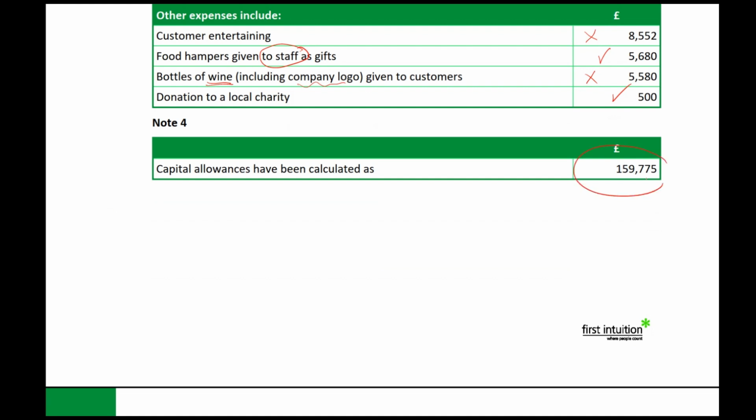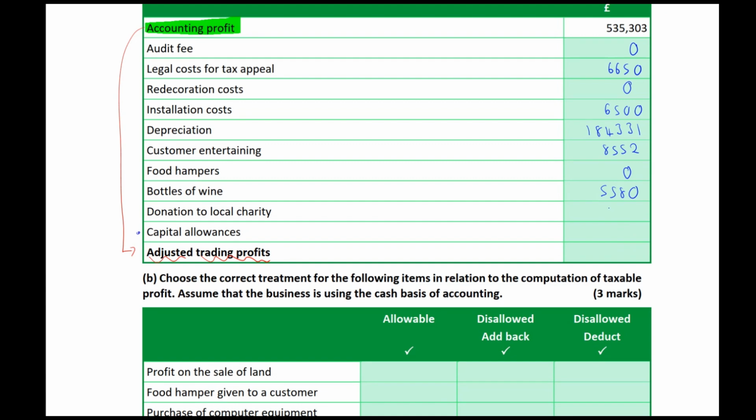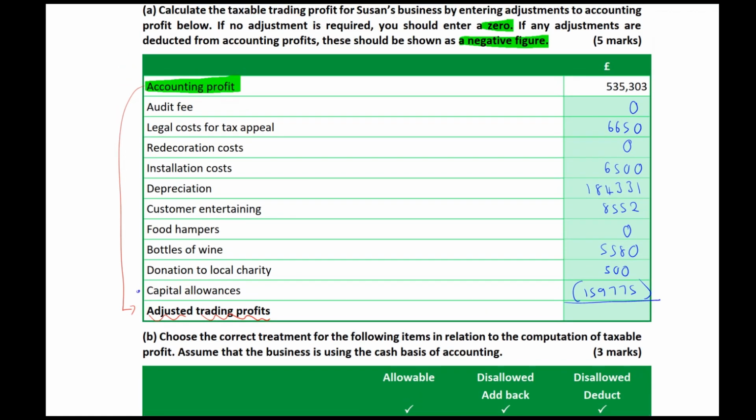Capital allowances are given as an alternate to depreciation, so they will be allowed, but rather than being added back, they will now reduce my profit. So capital allowances are going to reduce the amount of profit, and that should help me to find the amount of adjusted trading profit. So these questions are always going to be relatively similar. My suggestion is to just do as many as you can to see the various different things that may be adjusted for.